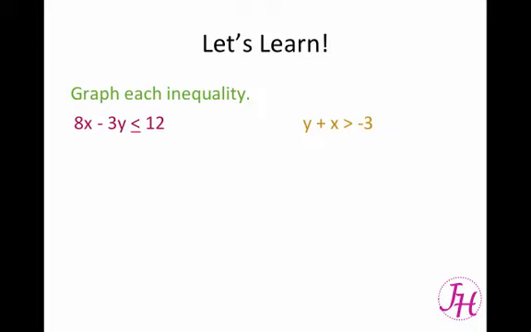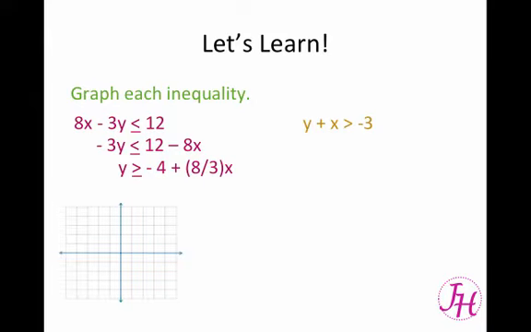So let's focus on the first inequality. We're going to subtract 8x from both sides, and then we're going to divide by negative 3 to get the y by itself. Remember that when you divide by negative 3, your inequality switches from less than to greater than because you're dividing by a negative. Now we're going to use our y-intercept of negative 4 and our slope of 8/3 to graph our inequality.